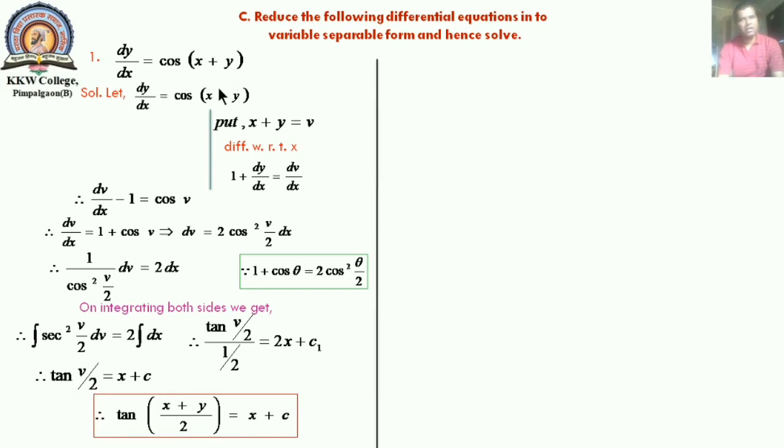Where variables are not easily separated, by doing some substitution the variables are easily separated, and after separating the variables, we integrate and find the general solution.